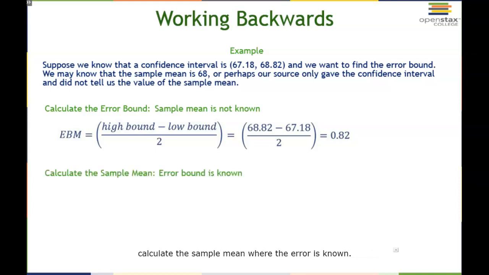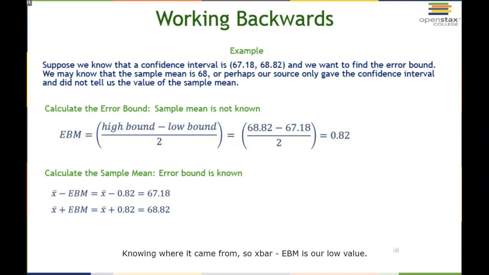Now let's calculate the sample mean where the error is known. In this case, I know that my error is 0.82. Knowing where it came from, so X bar minus our EBM is our low value. X bar plus our EBM is our high value. So this is an algebra problem. I don't know the mean, but I know the EBM. So X bar minus 0.82 equals our low. X bar plus 0.82 equals our high.